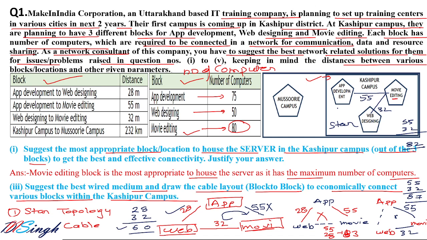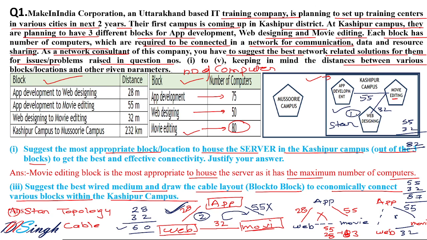Star. So either you can have this layout, or you can have this layout. So these two are okay. If you are getting confused, make both of them, like layout 1 and layout 2. Shortest cable and a star topology. So both the parameters we have taken.